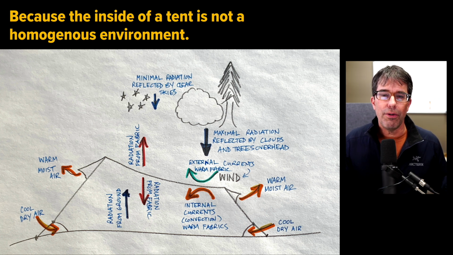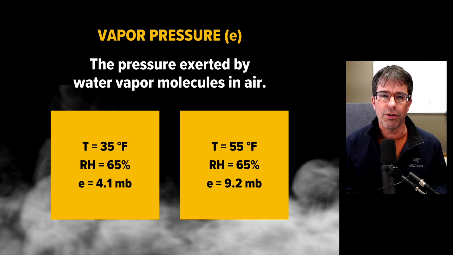And then finally, you have some impacts on the temperature of the surface of the fabrics used in the tent. Those temperatures can be impacted by things like radiation and the presence of wind. Now let's go back and talk about vapor pressure. Vapor pressure is the pressure exerted by water vapor molecules in the air.